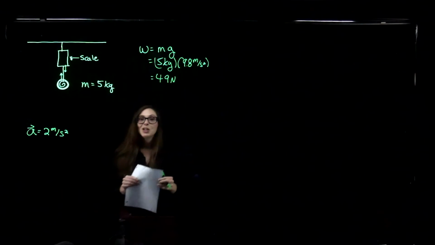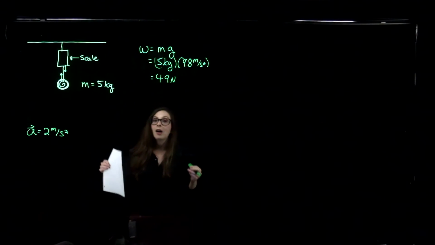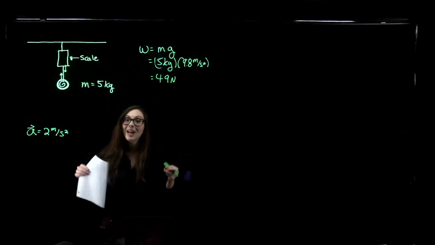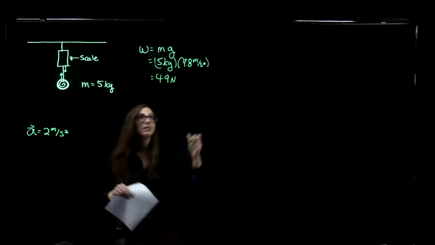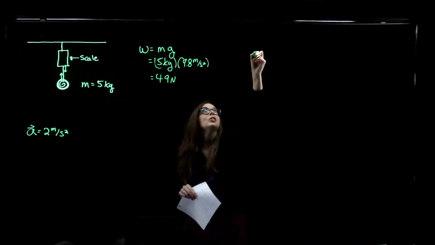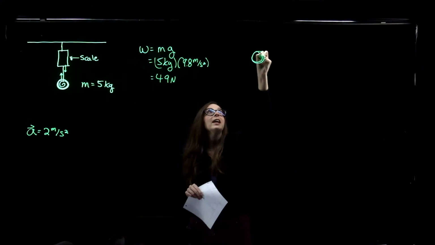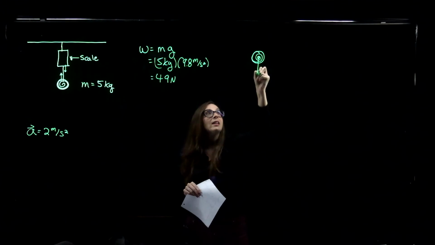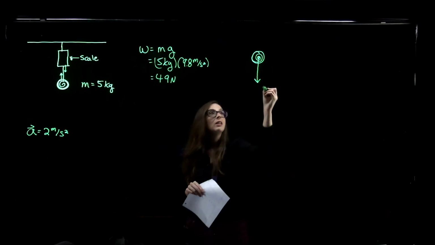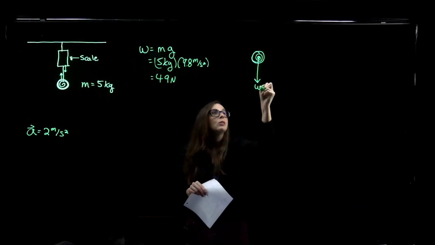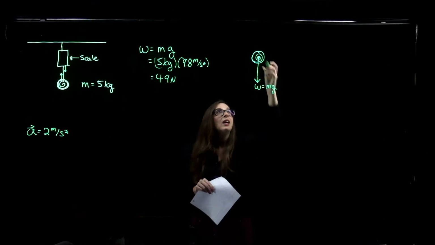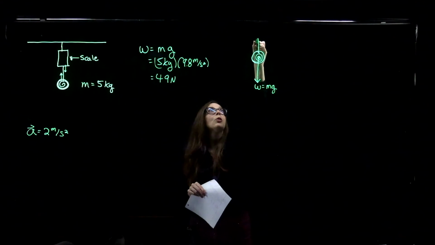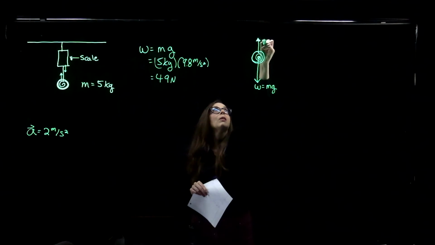Okay? So if I were to draw a free body diagram of my meteorite, which is the next step, we're going to draw the free body diagram. I have my meteorite right here. I've got its weight acting downward. Its weight is equal to its mass times gravity. And then it has some tension force that's pulling upward on it. I'm going to call that T, okay?